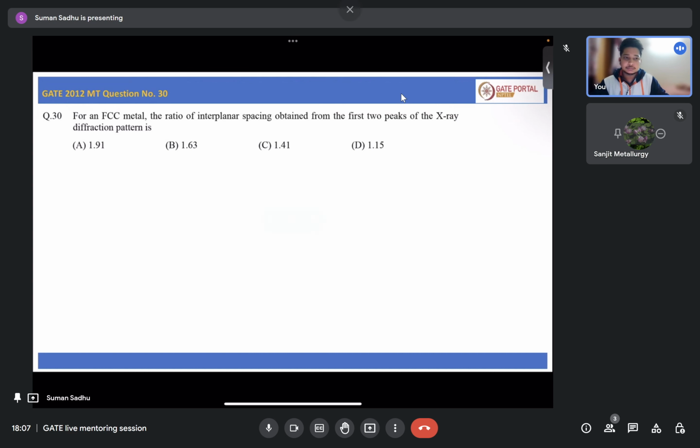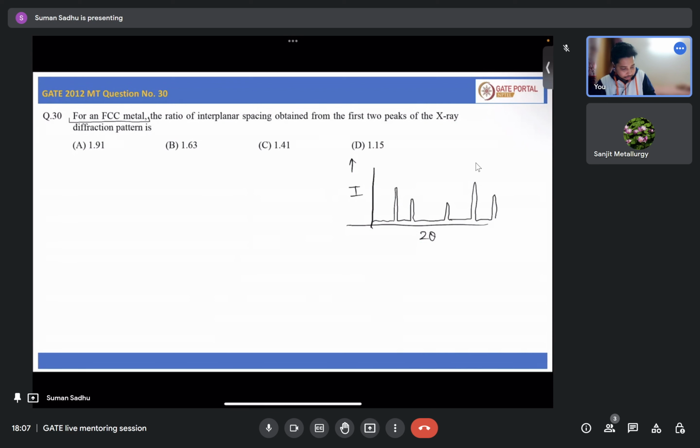This is a very easy question, by the way. Yes, sir, we know the ratios of h square plus k square plus l square. So according to that, we can solve it. Yes. So, for an FCC metal, what will be the first peak? Let's say this is the intensity versus 2 theta. In case of FCC, the peak distribution is like this, right? Okay. So, what will be the first peak?